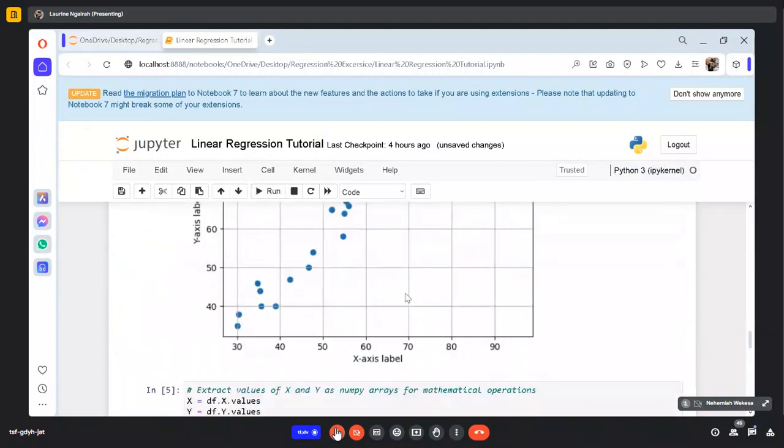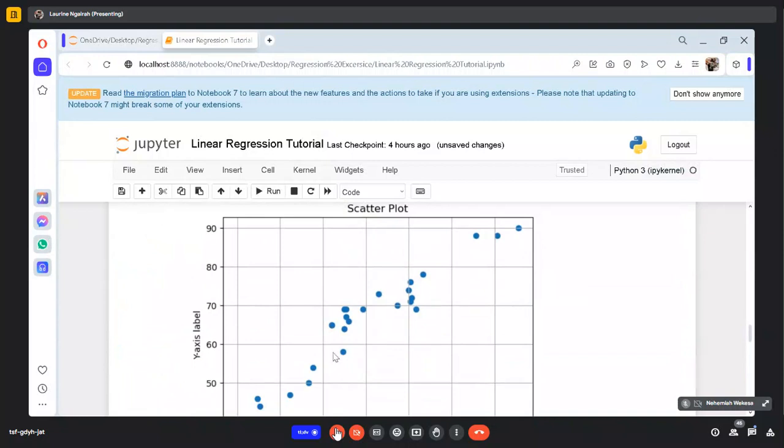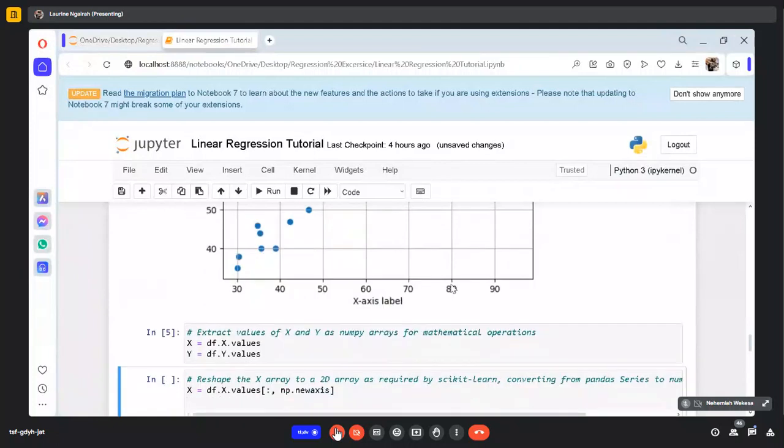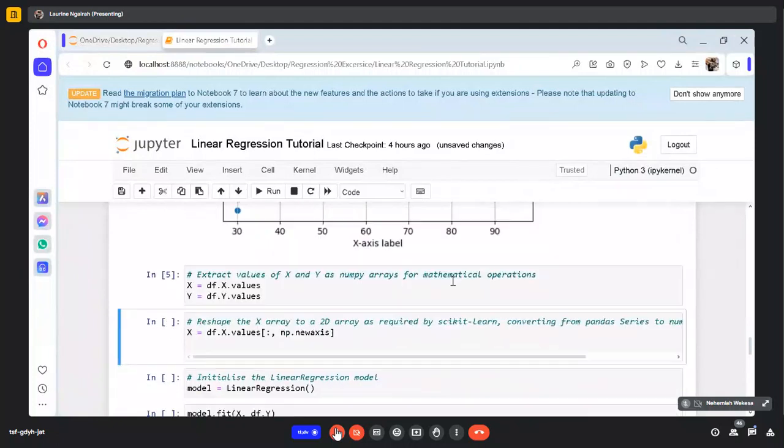So we can see already a linear relationship, sort of. I hope you all agree. Then from there, now we need to change this data frame into NumPy arrays so that we can perform mathematical operations for the linear regression.